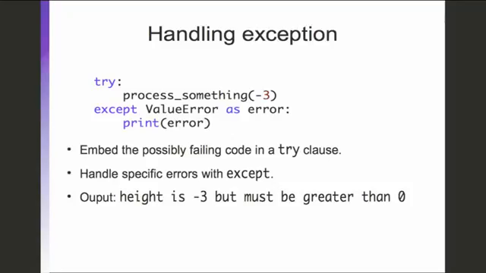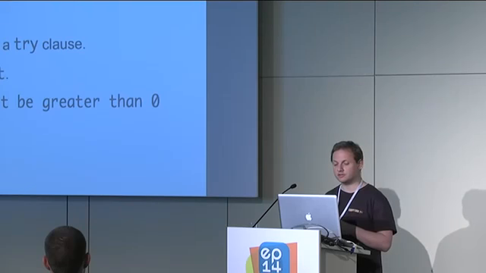What can I do once an exception is raised? Well, I can handle it using the except clause. In this case, I try my routine, pass an invalid value, get an exception, and if I print the exception, I get the error message on the screen. In this case, I would get the result, height is -3, but must be greater than 0.